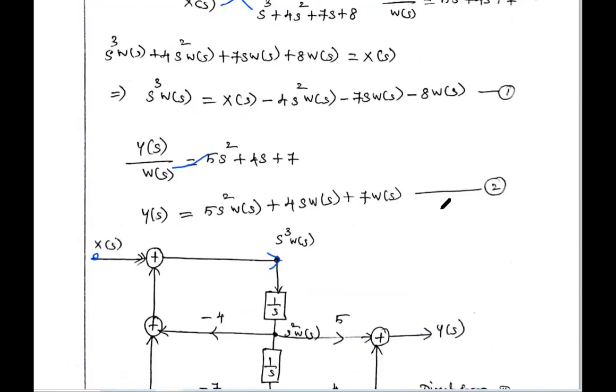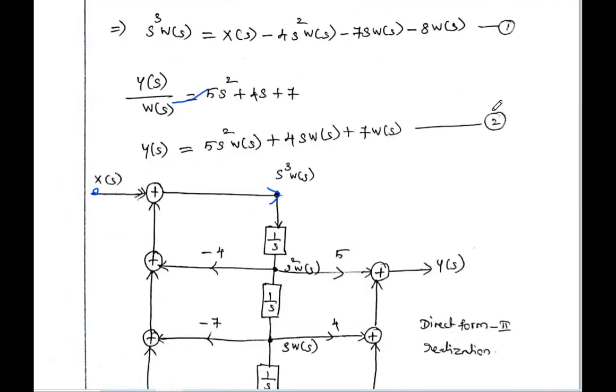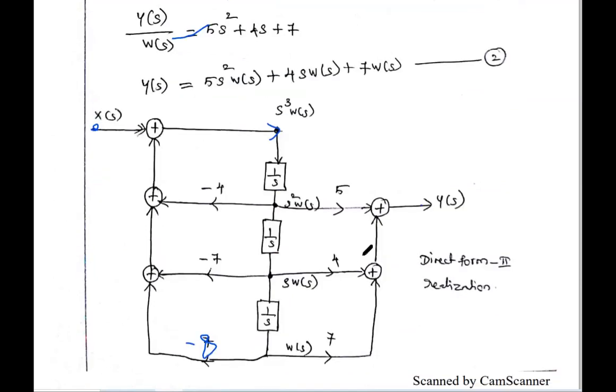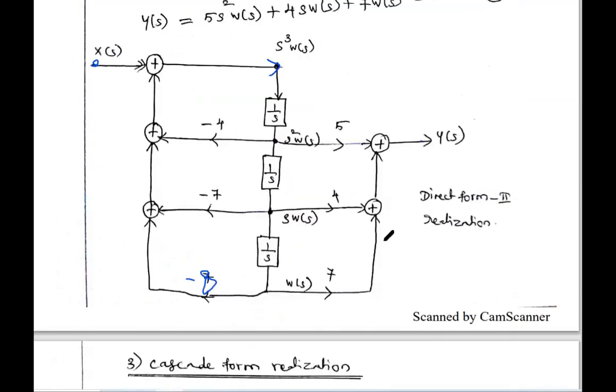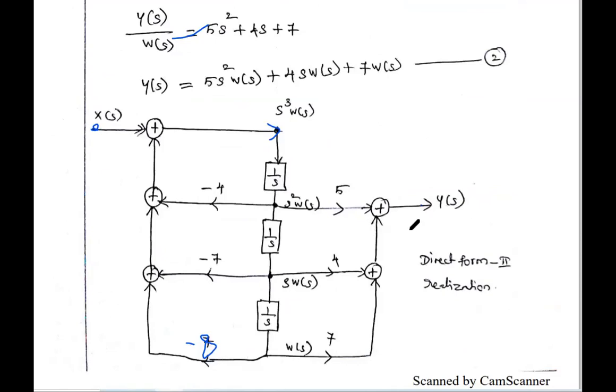So we got 2 equations. What is the structure of the 2 equations? One is the highest power of s into the intermediate variable W of s as a function of input and intermediate variable. This is the first equation. And the second equation is the output as a function of the intermediate variable only. This is the second equation. We have to realize these 2 equations in a diagram. These are the steps to be followed in order to realize the direct form 2 realization.